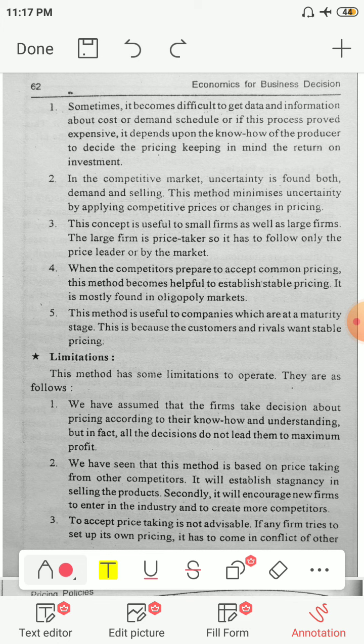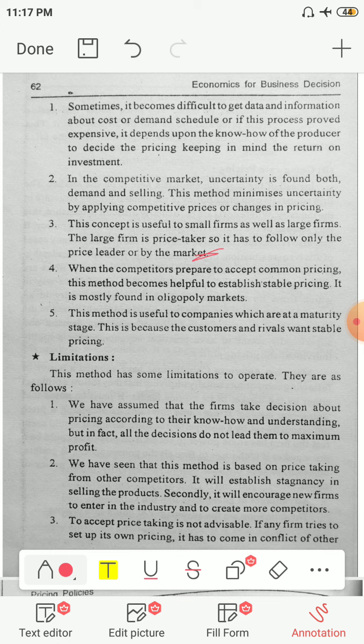Then third advantage is this concept is useful to small firms as well as large firms. The large firm is a price maker. It is not a price taker. So it has to follow only the price leader or the market. This going rate pricing is useful for every firm, be it a small scale firm or a large scale firm. It does not create any distinction between the large firm and a small firm.